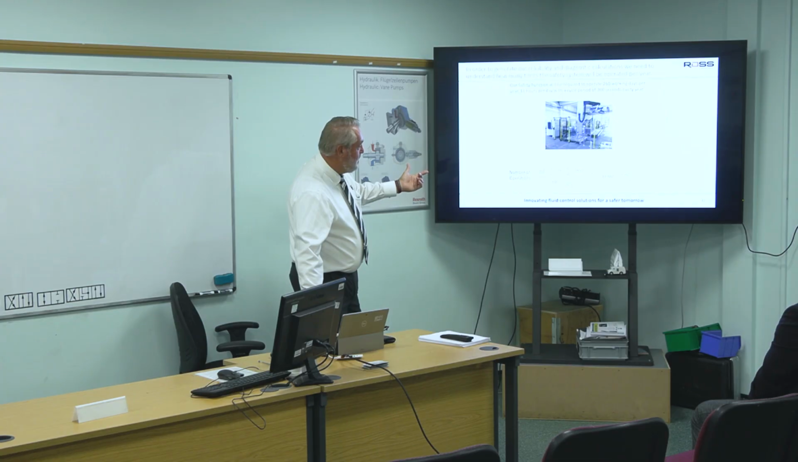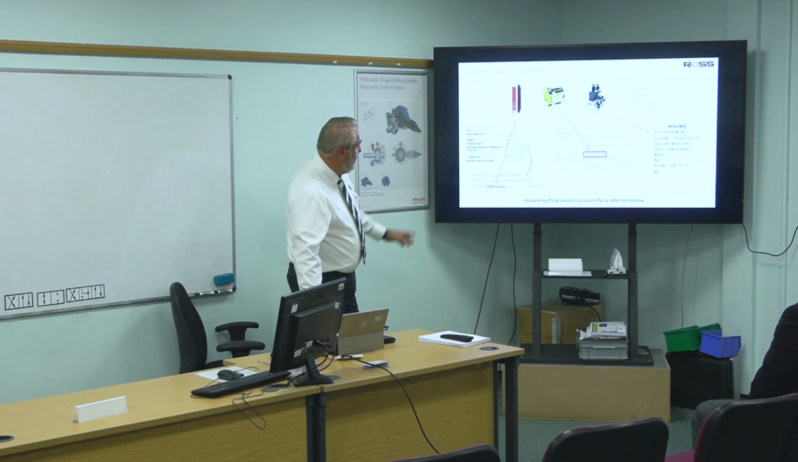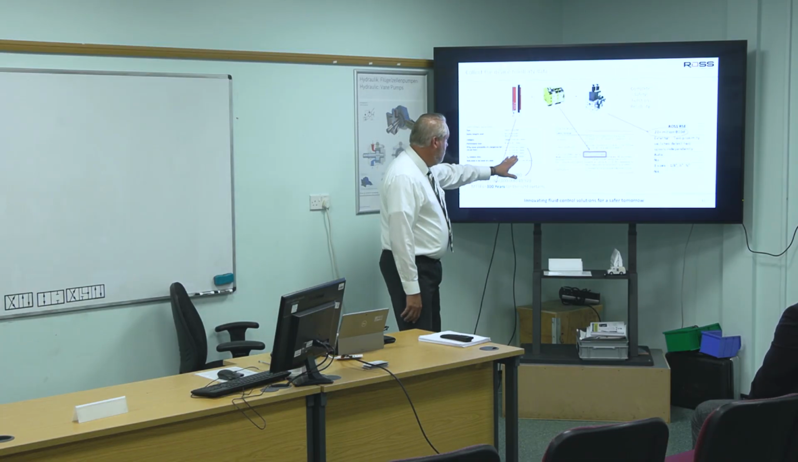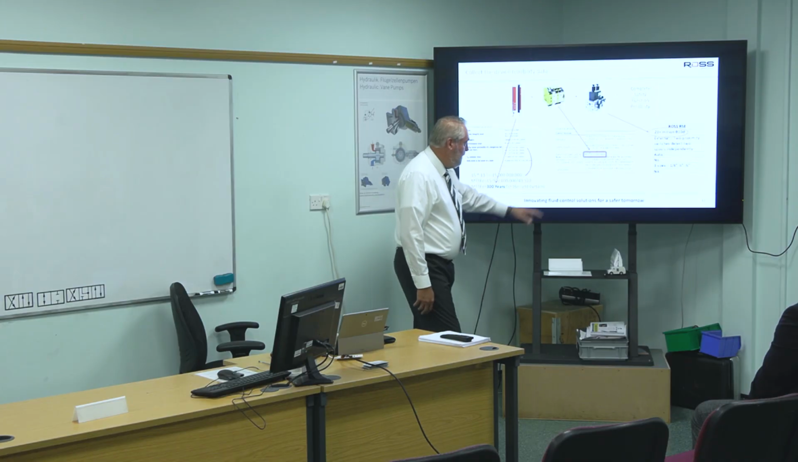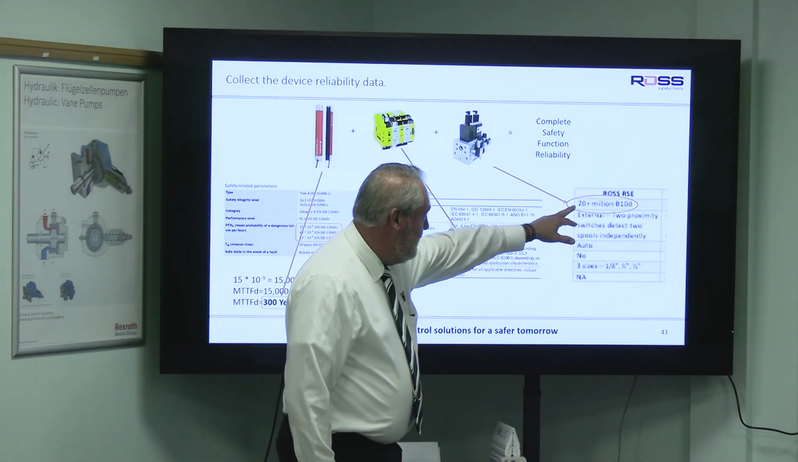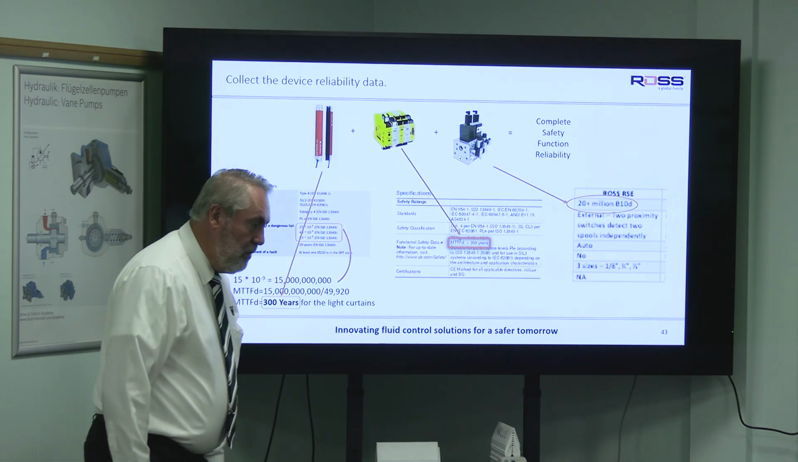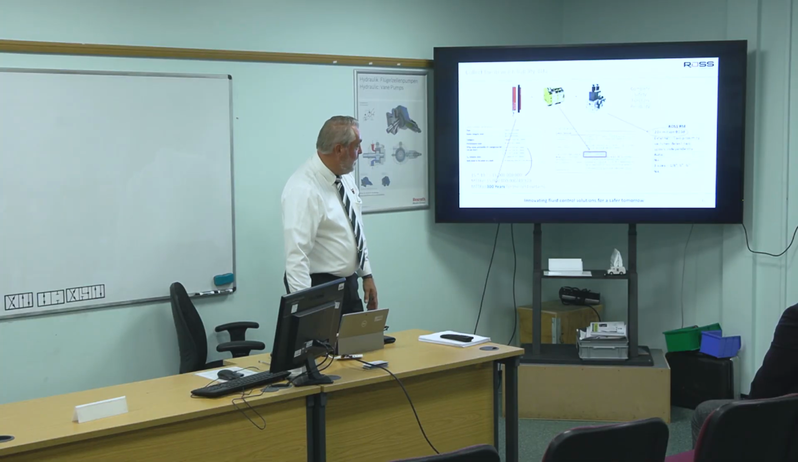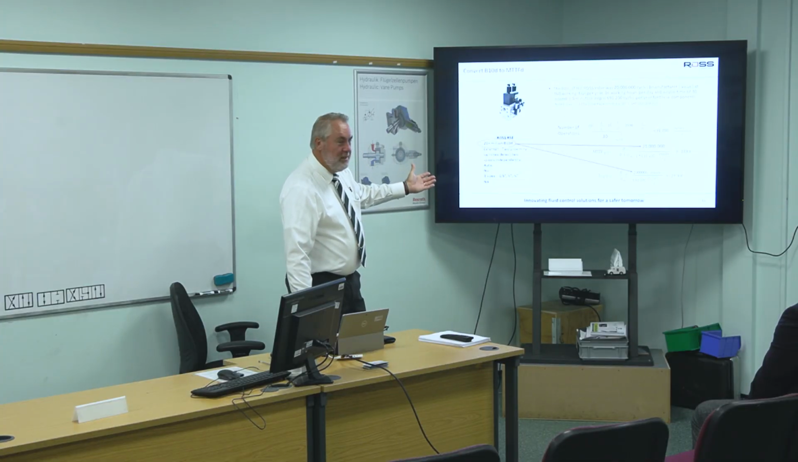I need to know how many cycles my machine's running, because I need to determine, is this valve going to last long enough? And all of the manufacturers of safety products should have either a PFHD, an MTTFD, or a B10D value posted. If they don't have it, run, because it's going to be hard for you to do your safety calculations, which is what this is.